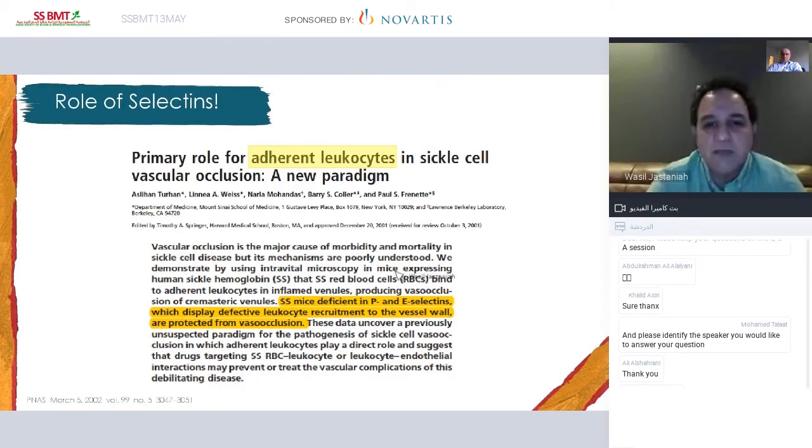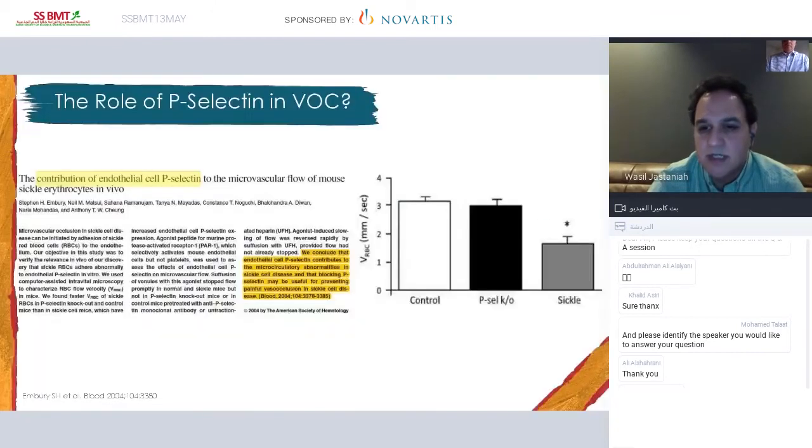So this is one study on mouse models that looked at sickle cell mice that were deficient in both P and E selectin. And these sickle cell mice that were deficient in P and E selectin had less leukocyte recruitment to the vessel wall and were found to be protected from vasoocclusion, highlighting the role of leukocytes in the vasoocclusion process as a result of increased selectins.